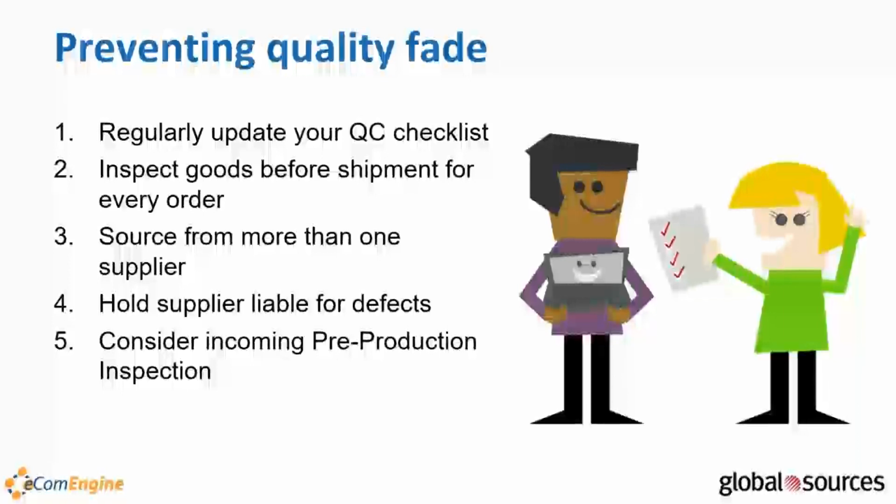Lastly, consider checking incoming raw materials and components, especially if you've had issues with raw materials and components in previous shipments. And this is especially important for products such as electronics that have a number of components and a lot of moving parts.